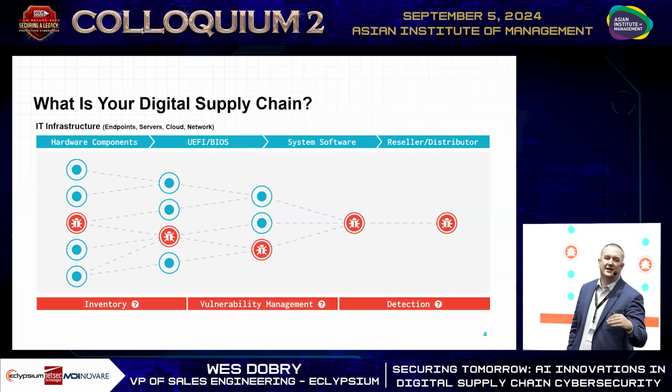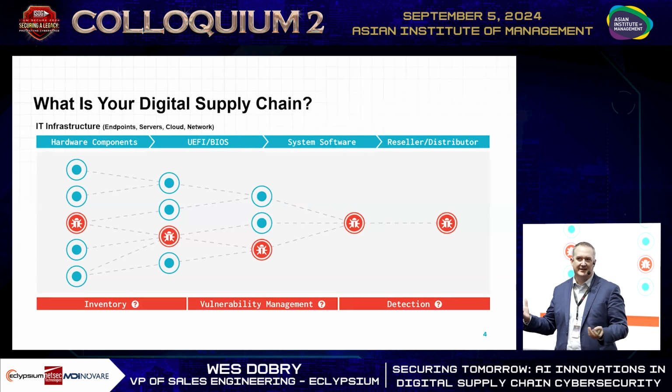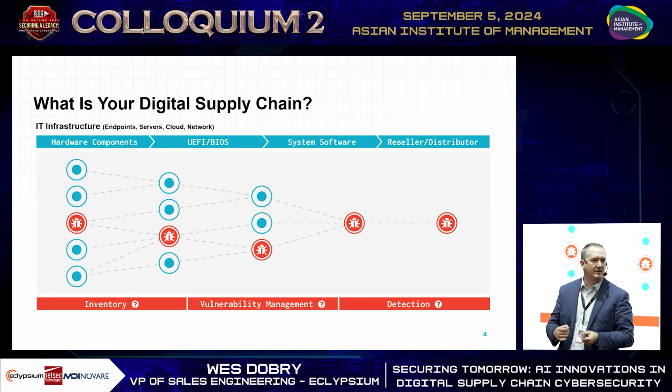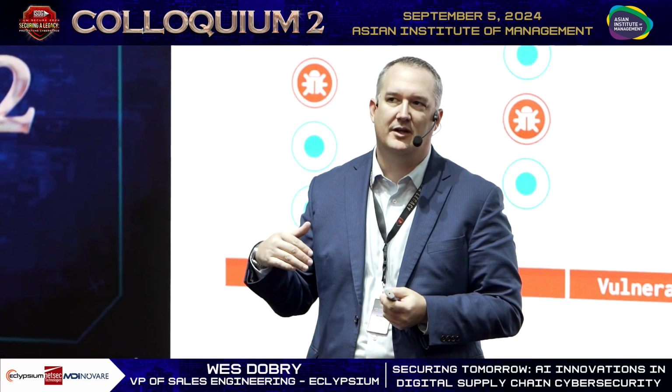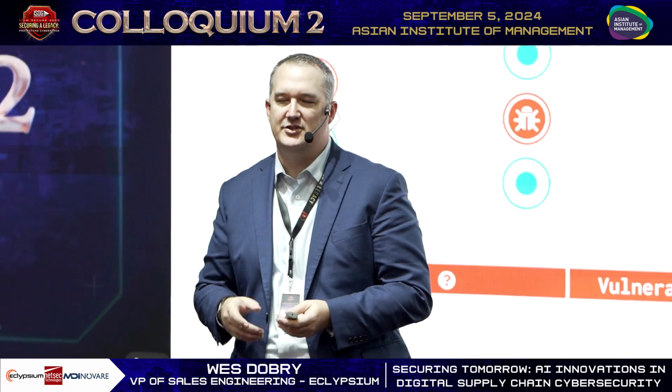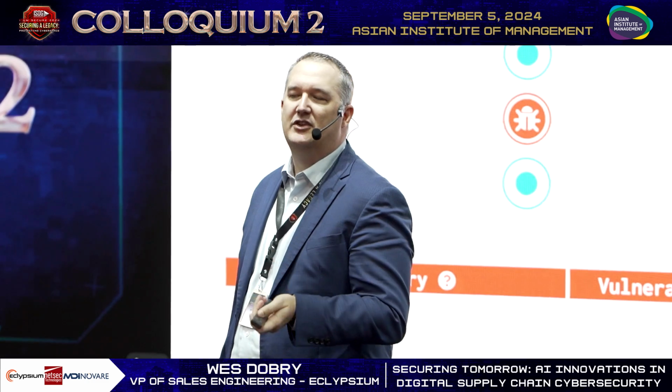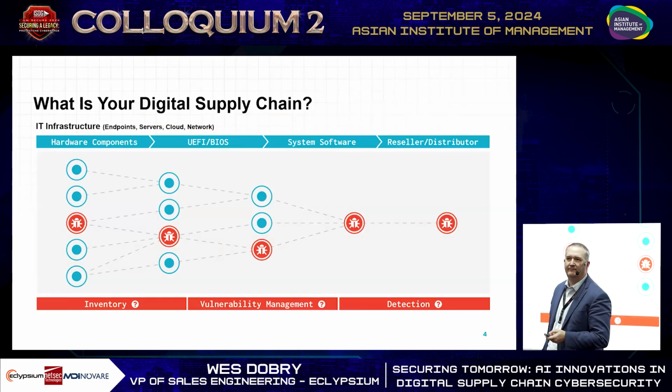But when we start to adjust and look at this from a holistic perspective, and we add in infrastructure components to this, so enterprise IT infrastructure, your endpoints, your desktops and servers, your cloud infrastructure, your network infrastructure, suddenly we have other components: hardware components, UEFI or BIOS or firmware components, system software, and of course, every hand that has touched that device before it's arrived inside of your organization. So suddenly we don't have good methodologies for inventory, vulnerability management, and threat detection.